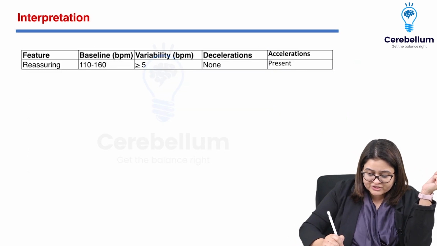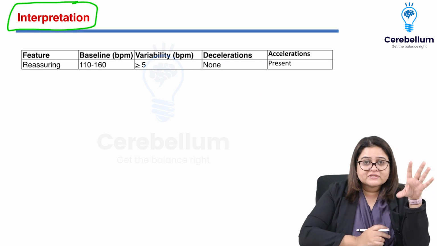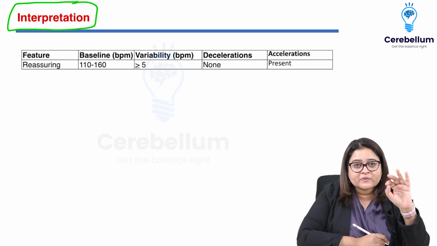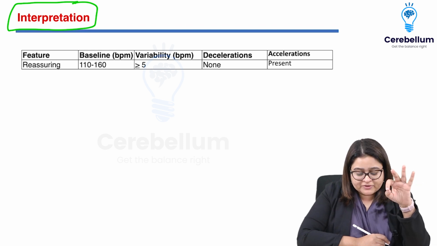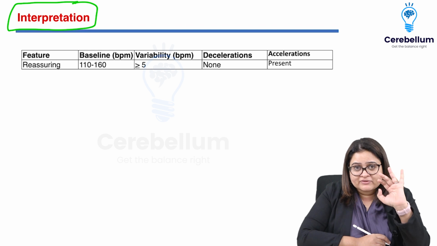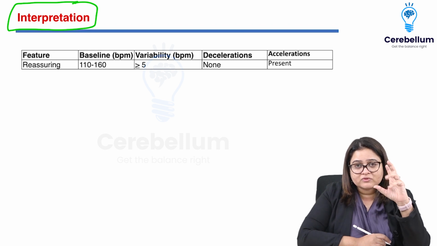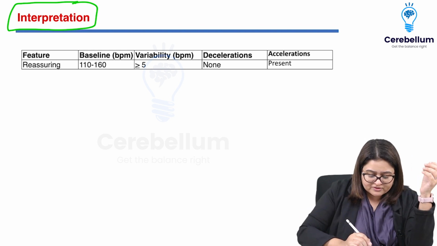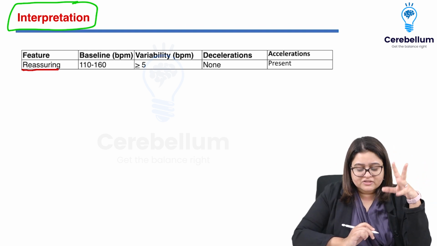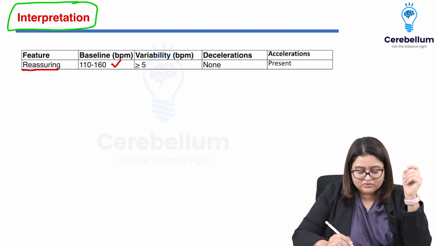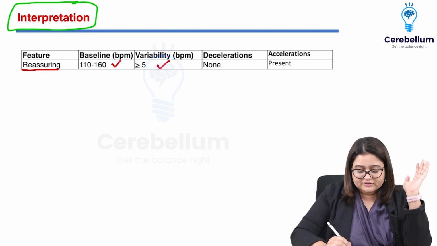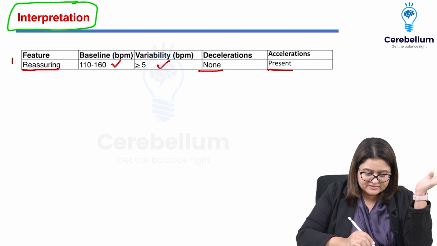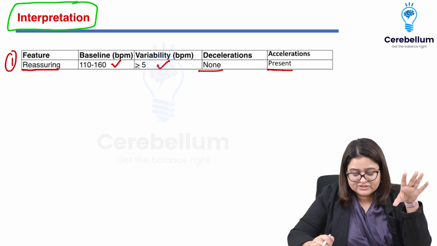Now, although this is what you need to know from your exam point of view, this is where your questions come from. Interpretation, say a question has never come, okay, but you need to know a bit about interpretation. So I just put it together in a quick table. What is a reassuring CTG? A reassuring CTG is one where the baseline fetal heart rate is good, the variability is good, there are no decelerations and accelerations are present. So this is very easy to understand, a reassuring CTG.